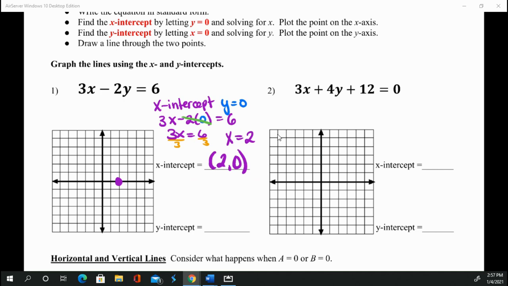Okay, now we'll find the y-intercept. Now the y-intercept is the y value when x equals 0. So we're going to do the same thing, except this time substitute the value of x equals 0 and solve for y. Again, 0 times anything is 0. So we're just going to solve the remaining one-step equation.